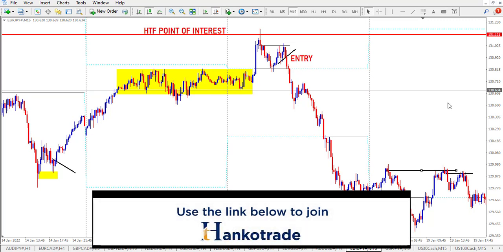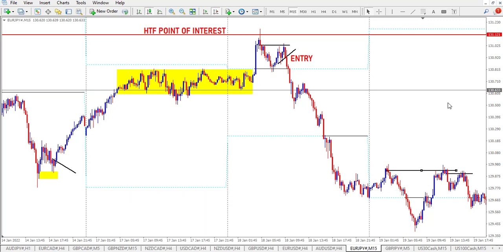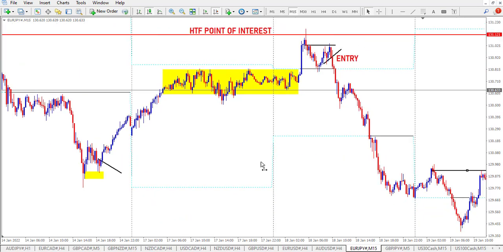So guys, we are starting with the types of M's and W's which we can find in the forex market. Then we'll talk about the types of entries that we can use on the different types of M's and W's.